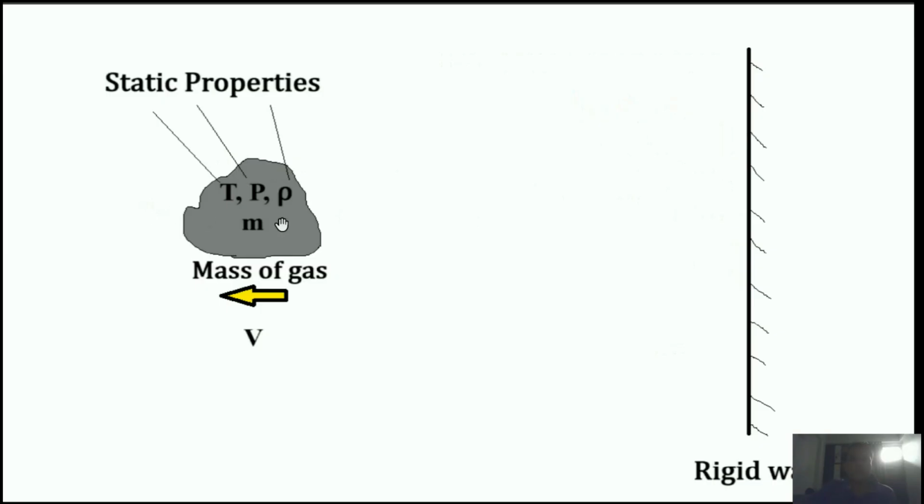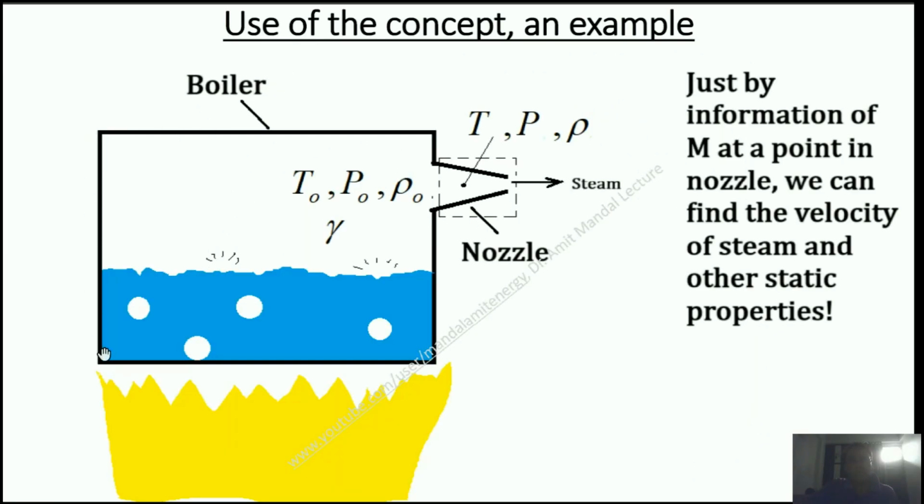Now I will take an example. Suppose I say this is a boiler. You can see water is boiling, so steam is forming. So inside this boiler, the steam is not moving. When the steam is not moving, in that case, the temperature, pressure, and density will be the stagnation temperature, stagnation pressure, and stagnation density. And gamma will be the Cp by Cv of the steam. So initially stagnation properties. Now a nozzle is applied to accelerate the velocity of steam when it is coming out from the boiler. So I am taking this as a system.